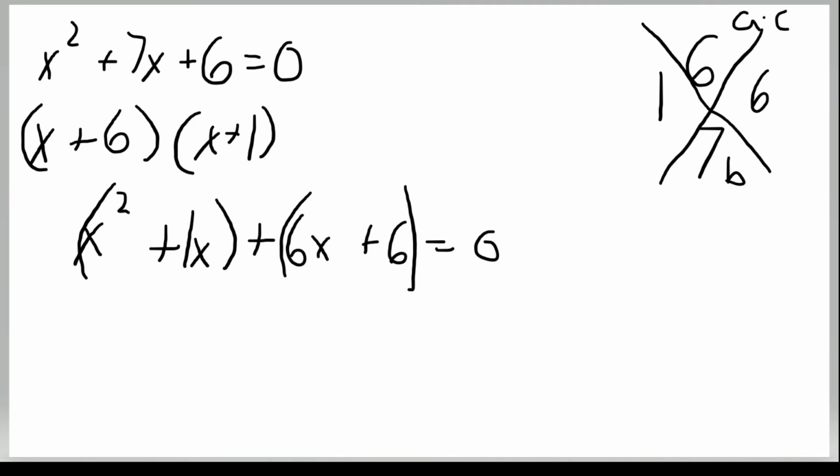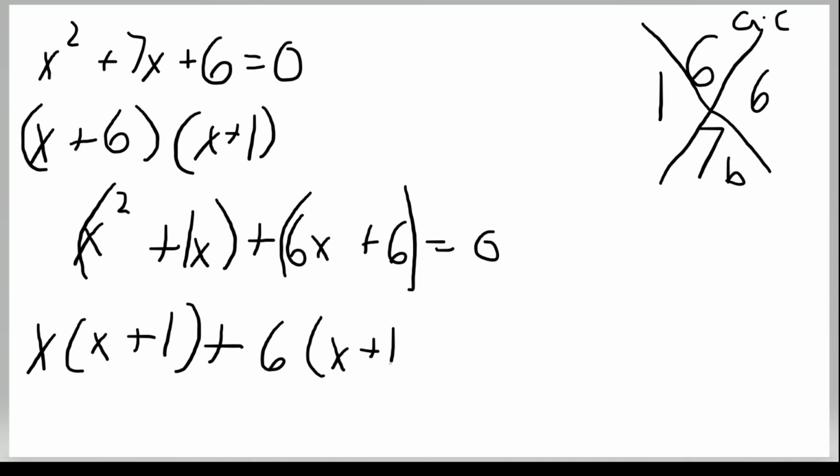Now, what can you take out of this equation? X squared plus x. Well, you can take out x. So it's going to be x times (x plus 1). Okay, now what can you take out of here? 6x and 6. You can take out 6. So you do plus 6 times (x plus 1), because 6 times x is 6x, and 6 times 1 is 6.